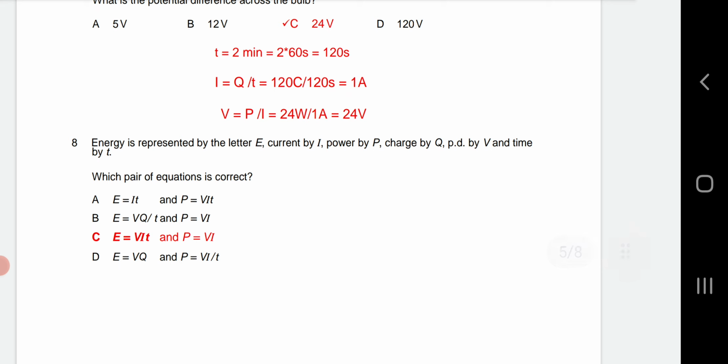Question number 8. Energy is represented by the letter E, current by I, power by P, charge by Q, potential difference by V, and time by T. Which pair of equations is correct? It's option C. Energy is power multiplied by time. Power is VI. So energy is VI multiplied by time.